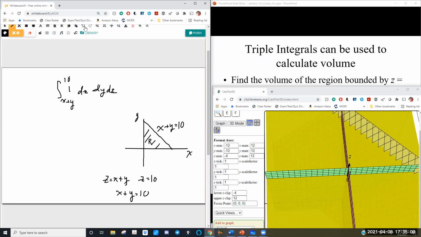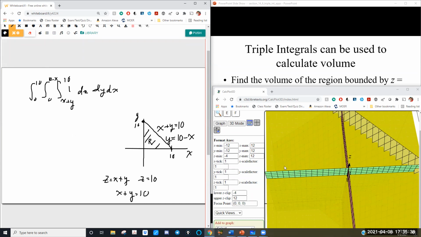Not dy dx. Excuse me. Now, we need to think about where this hits. Well, when X is 0, Y is 10. When Y is 0, X is 10. So we're doing Y next. We can see that Y goes from 0 up to our curve, which solved for Y is 10 minus X. So 0 to 10 minus X. And then our last set of limits, X goes from 0 to 10.